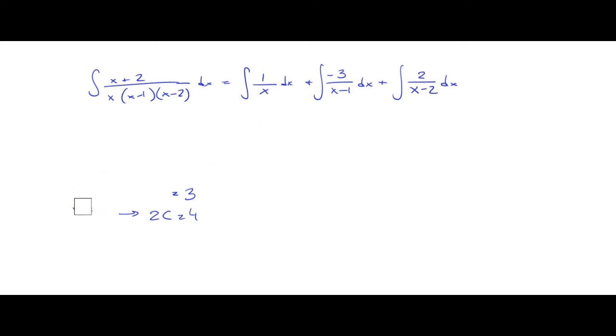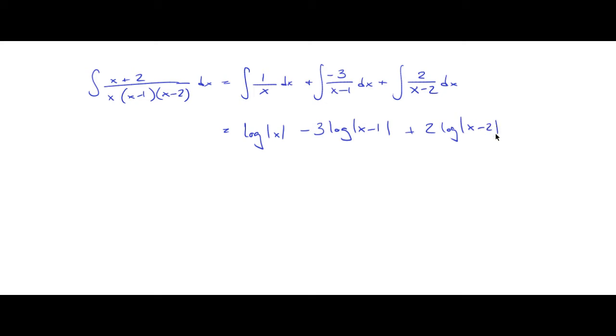And then now these primitives are easy because all of them will be the logarithm. This is the logarithm of the absolute value of x. This is minus 3 times the logarithm of the absolute value of x minus 1. And then you have plus 2 times the logarithm of the absolute value of x minus 2, plus the constant. Okay?